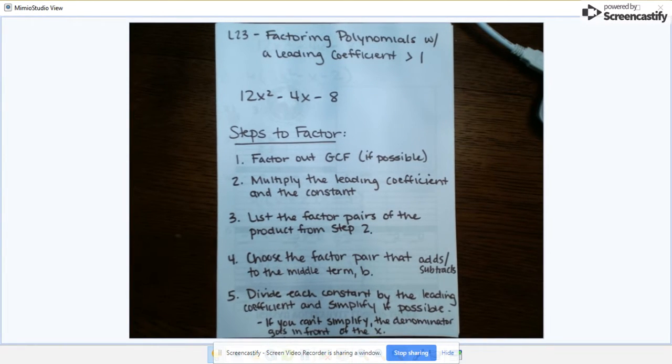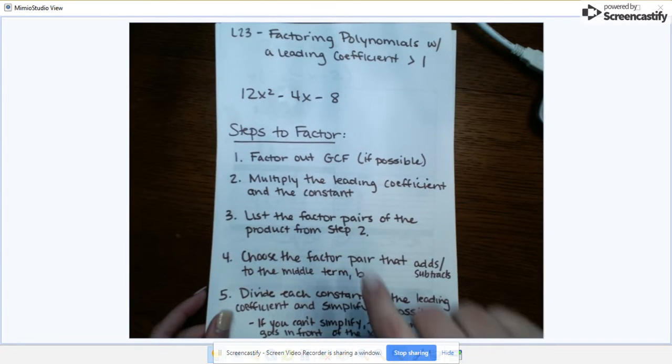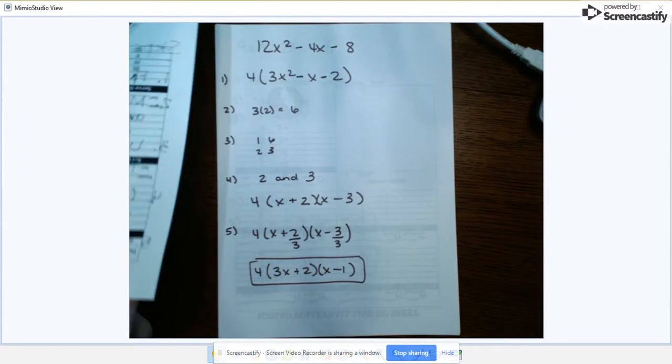And then the 5th step will be to divide each constant that we've chosen by the leading coefficient and then simplify if we can. If we can't simplify, then the denominator of that fraction is going to go out in front of our x. So let's do this example, 12x squared minus 4x minus 8.